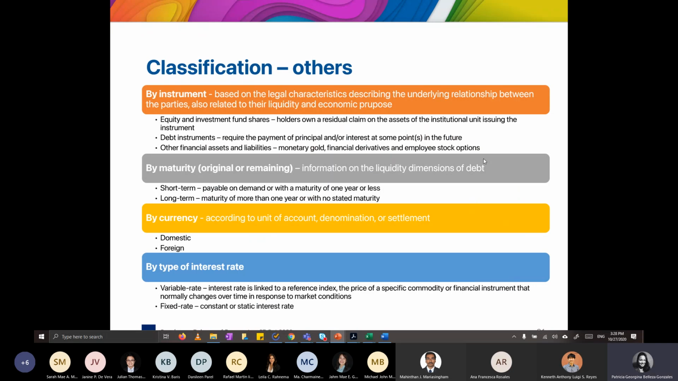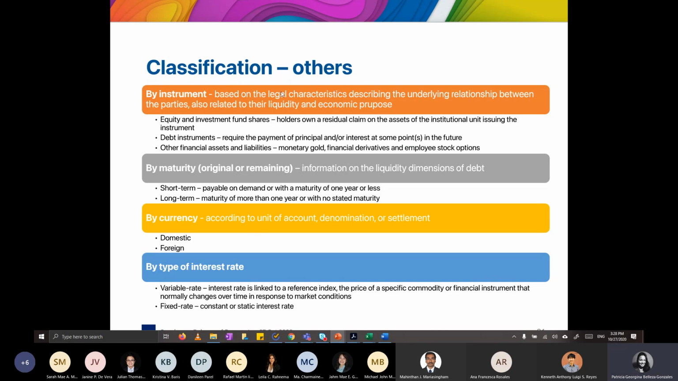So there are several ways of classifying transactions or flows in the financial account. It could be by instrument, by maturity, by currency, or by type of interest rate. These classifications are actually consistent with the classifications in the SNA framework, and also in standards for government finance statistics or monetary and financial statistics. So it's just different ways of classifying financial assets according to certain characteristics they have.